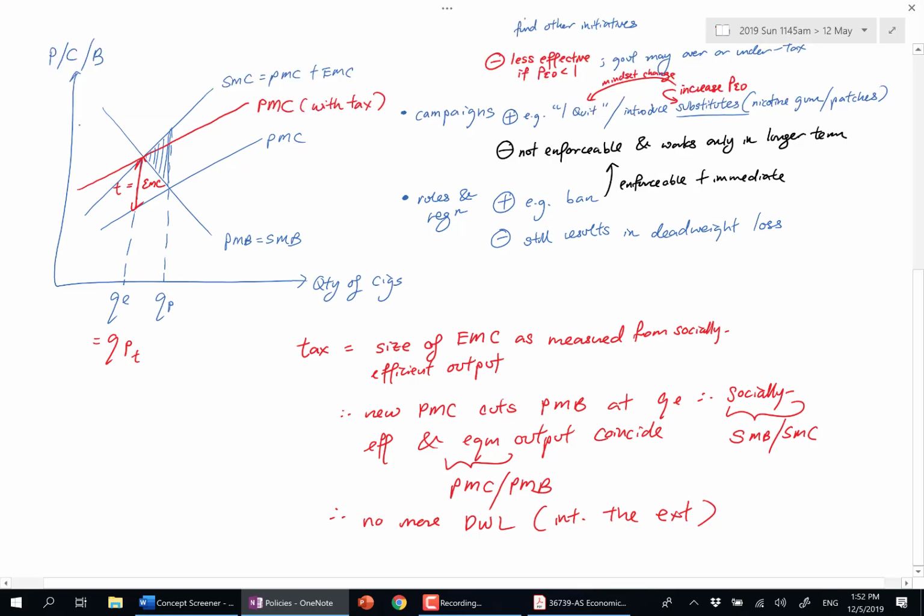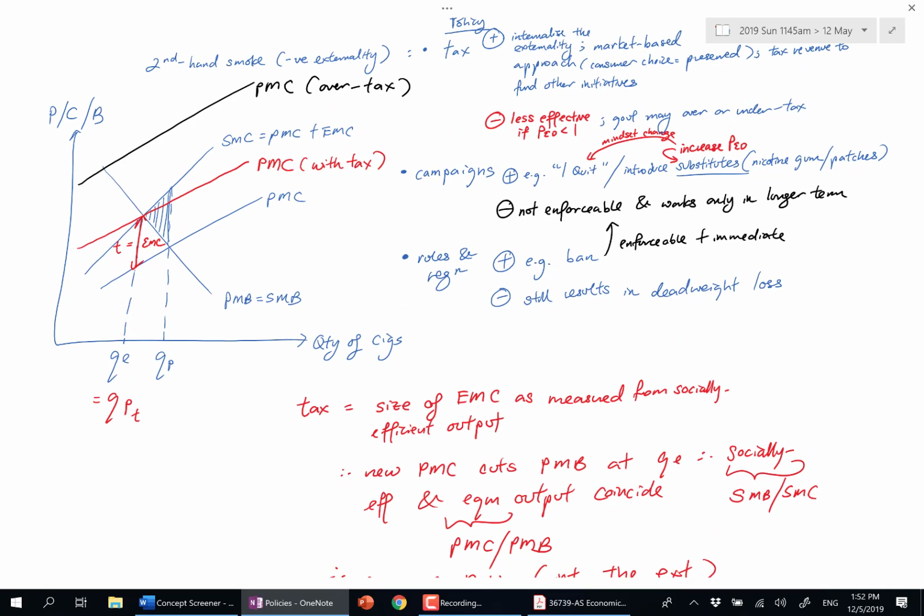Suppose I overtax until here. PMC over tax. Instead of shifting the blue PMC to the red one, I shift it too much until I reach the black one. That means I've overestimated the size of the tax. I thought it's supposed to be so big.